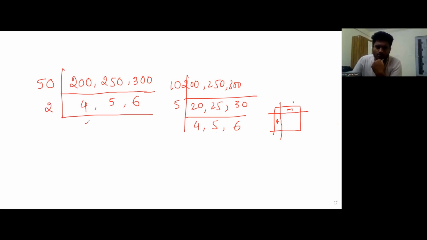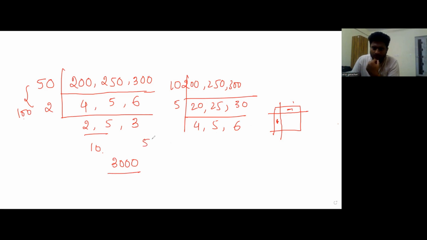2 2s, 2 5s, 2 3s. We cannot divide it further. 3,000. Yes. 2 5s it is 10. 5 2s it is 100. 100 into 10 is 1000. 1000 into 3 is 3000. This is how your calculation should also be.